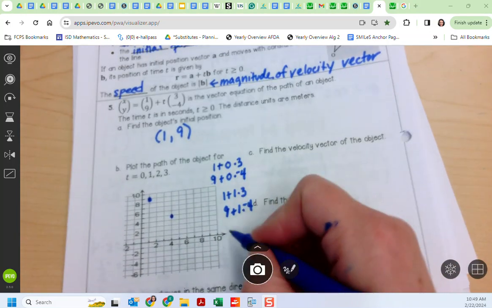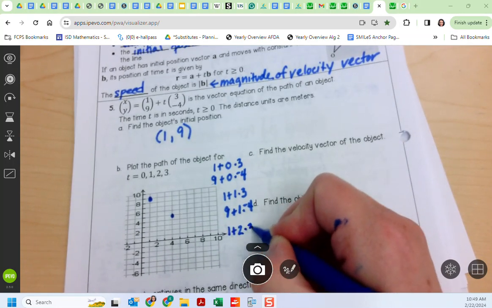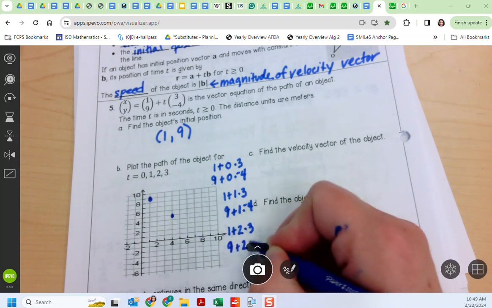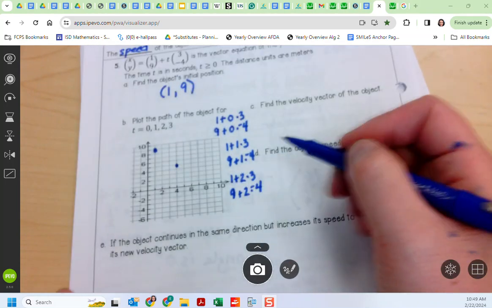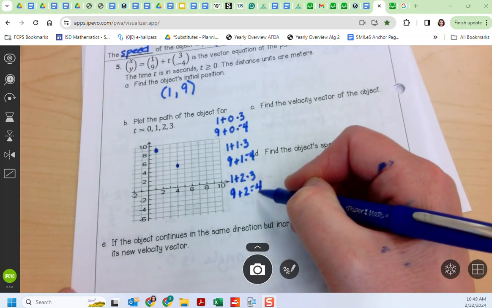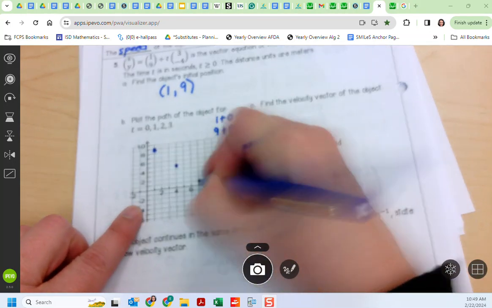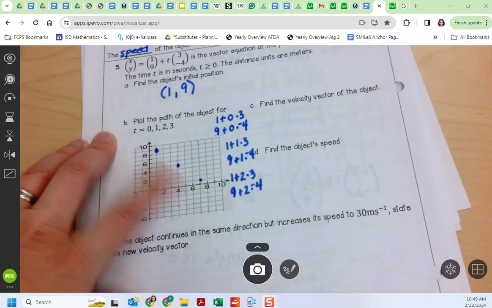All right, 1 plus 2 times 3, 9 plus 2 times negative 4. So that's 7, 1. Okay. What's the slope of this line? What's the gradient of this line?